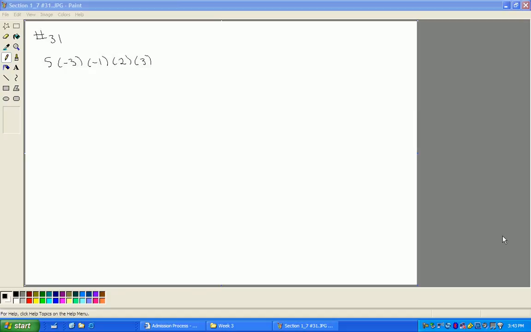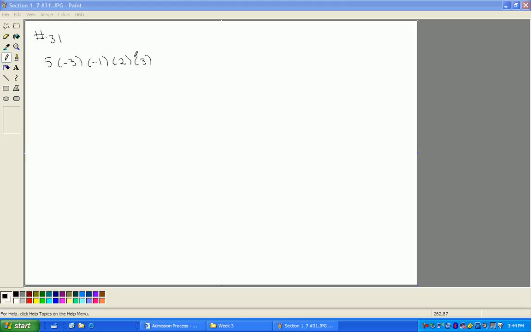Okay, so now we're going to go ahead and talk about section 1.7 examples. Hopefully you viewed the lecture and have read the book, and now you're ready just to see some further examples from the homework set. Number 31 is the first one I'll be working on, and we see what they're asking us to do is multiply this whole chain of numbers out.